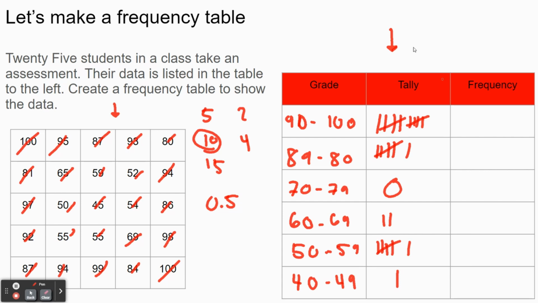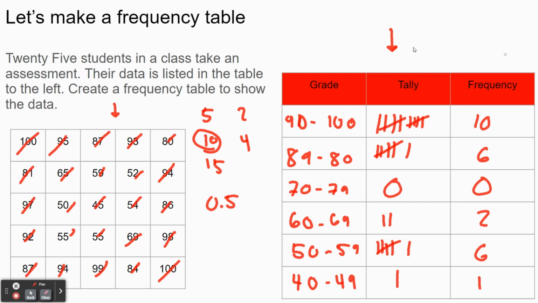Alright, now we've tallied all of our values. The last part is just putting the frequency. For the frequency, we're just going to write the number of tallies so it's an actual number instead of just a bunch of tally marks. So our frequency from 90 to 100 was 10 values. Our frequency from 80 to 89 was 6 values. There was nobody who got a C, so we can put a 0 there. 2 people got Ds, so we can put a 2. 6 people got Fs, and 1 person got an F, but a much lower F.